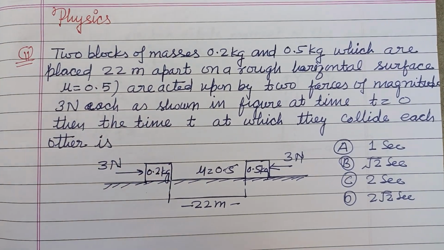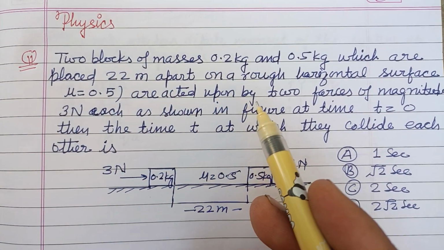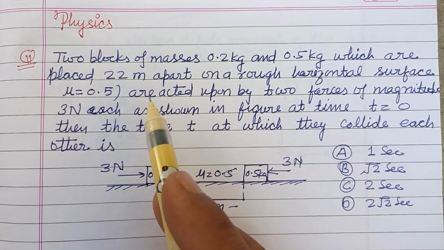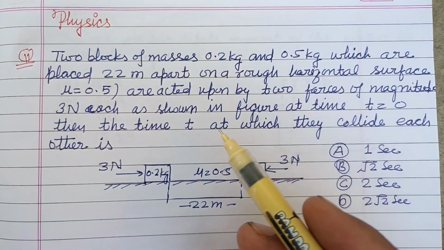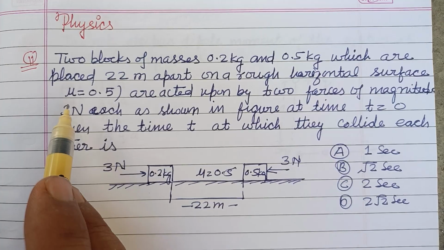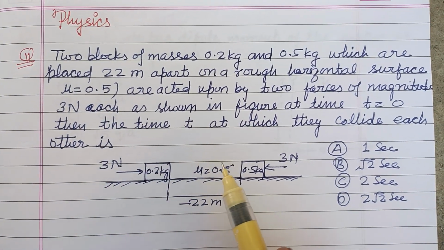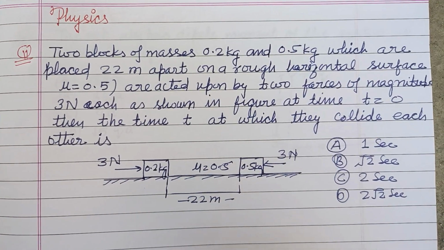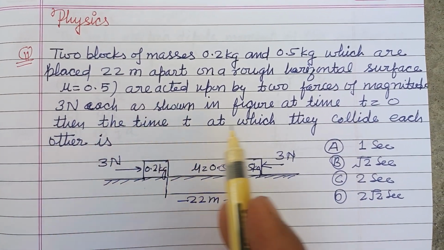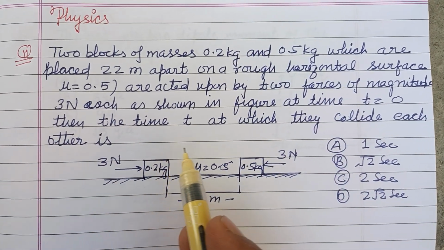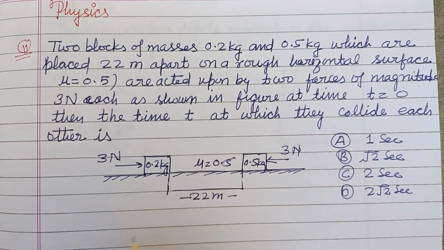This is the question. Two blocks of masses 0.2 kilogram and 0.5 kilogram are placed 22 meters apart on a rough horizontal surface where the coefficient of friction mu is 0.5, acted upon by two forces of magnitude 3 Newton each, as shown in the figure. At time t equal to 0, find the time t at which they collide with each other.